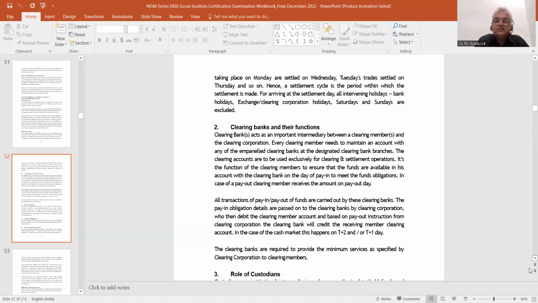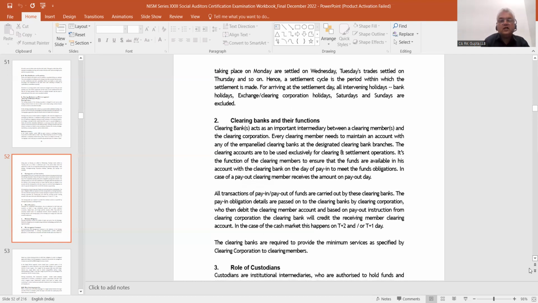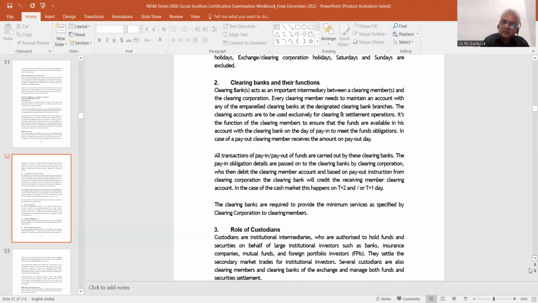The pay-in obligation details are passed on to the clearing banks by the clearing corporation, who then debit the clearing member account, and based on payout instruction from the clearing corporation, the clearing bank will credit the receiving clearing member. In the case of cash market, this happens on T plus 2 or T plus 1 day. The clearing banks are required to provide the minimum services as specified by the clearing corporation to clearing members. So roles are defined for clearing banks, which are the important link between the clearing member and the clearing corporation.